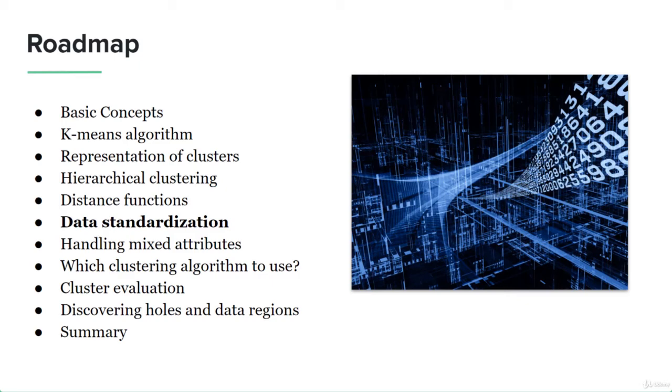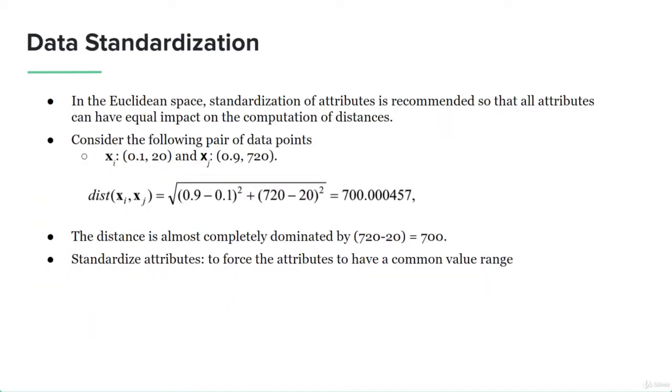Okay, so let's talk about data standardization. Data standardization in the Euclidean space is the standardization of attributes, which is highly recommended so that they can have equal impact on all the computational distances. So if you want to compute the distance of all the values in the attributes, you need to make sure that they get an equal impact, the computation is correctly done and has equal impact on all the different data points.